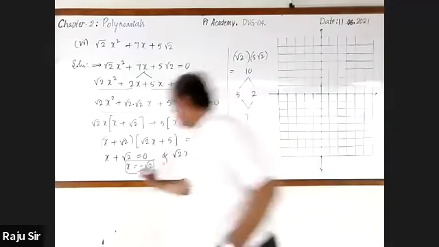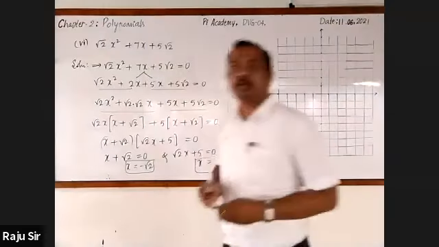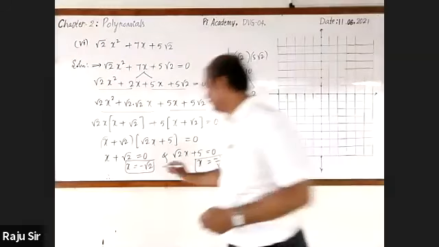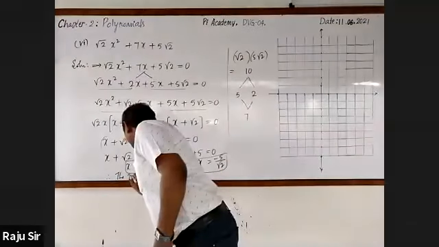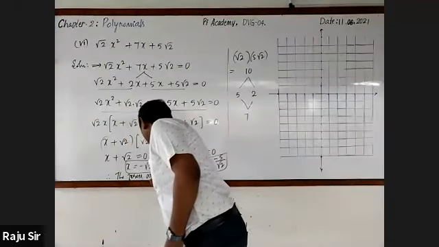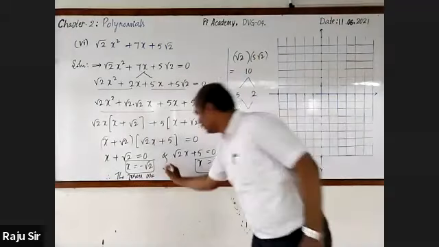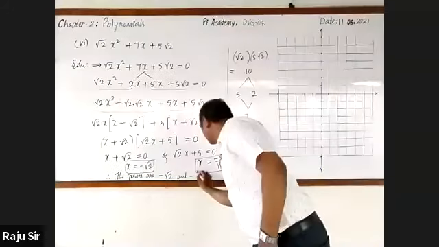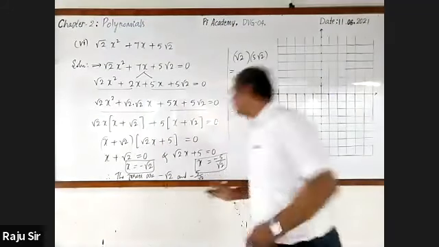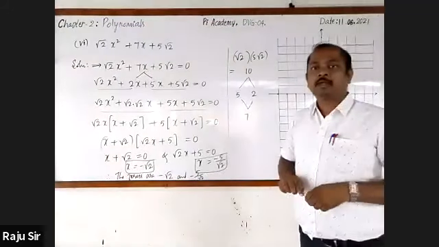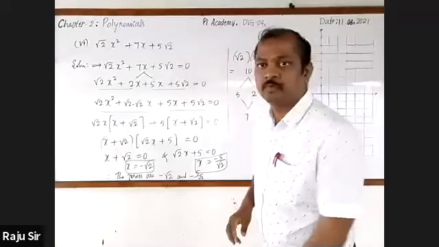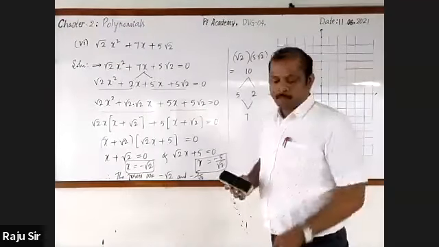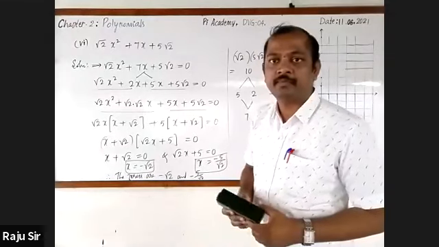Now, let us write the conclusion. Therefore, the zeros are one is minus root 2 and another one is minus 5 by root 2. Over.